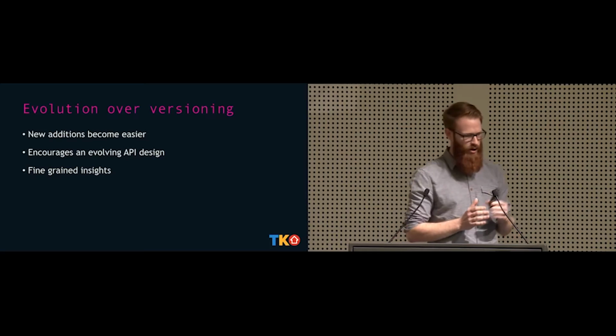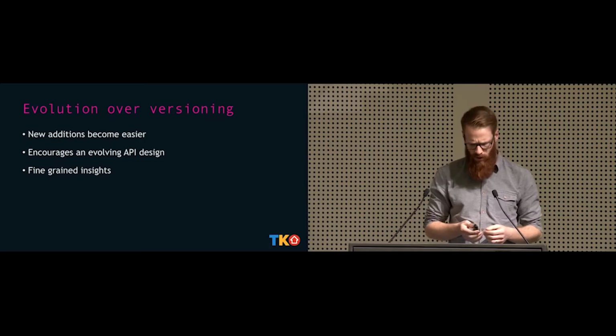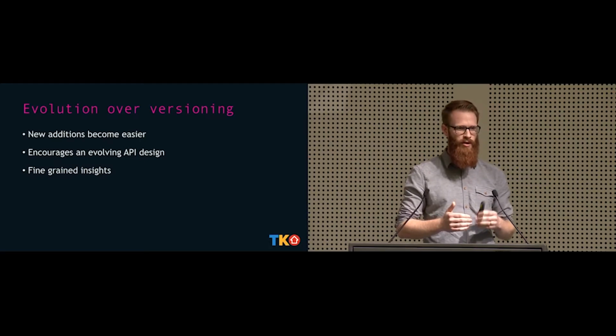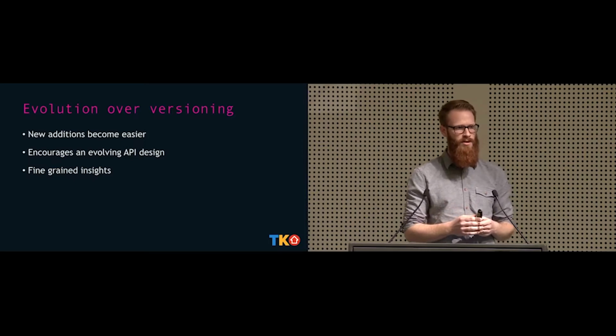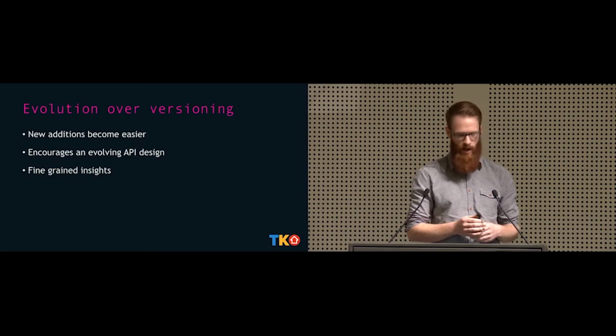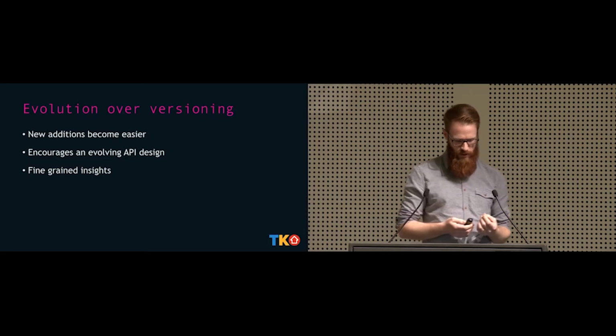Okay, so evolution over versioning. New additions are pretty easy to make in GraphQL. The client can only request what it knows about, so adding a new type or a new field is pretty trivial without breaking clients. It also encourages an evolving API design.